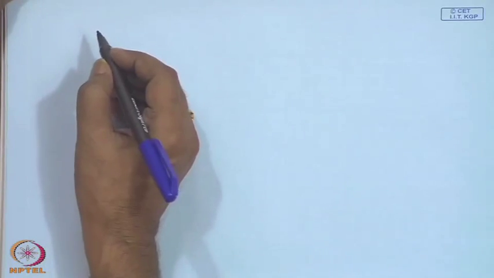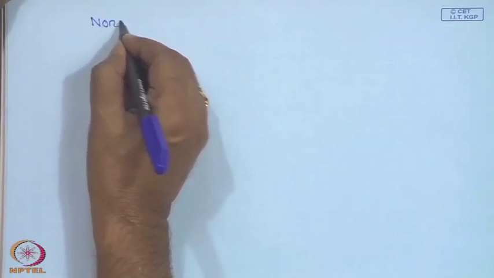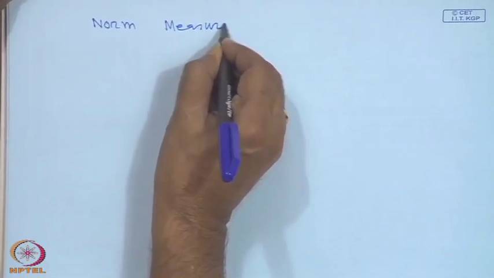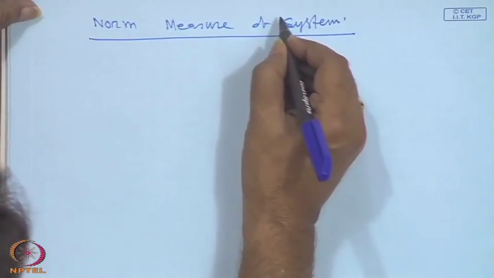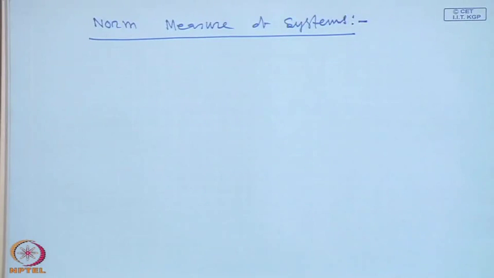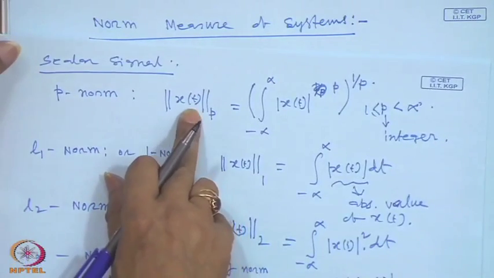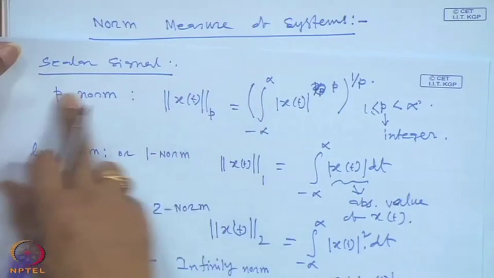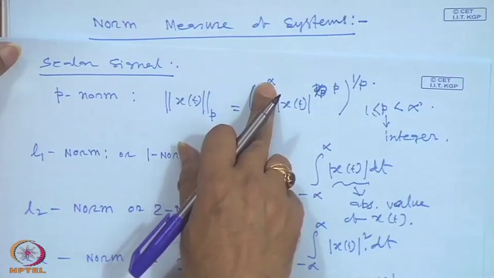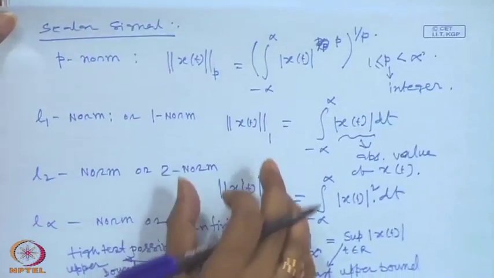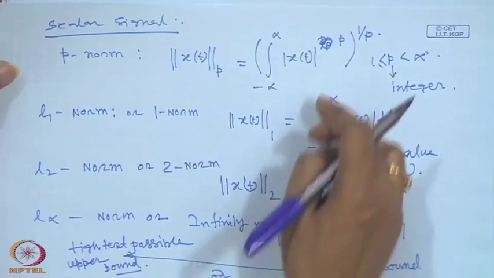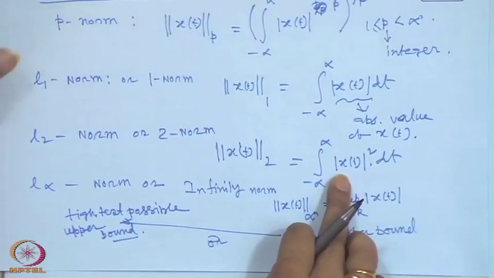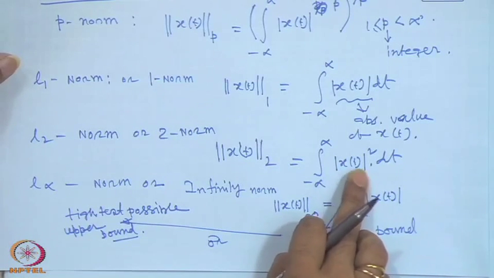So, next is norm measure of systems. So, you see this one, scalar case, when x of t is a scalar, and our p norm of a signal is minus infinity to plus infinity absolute value to the power p of that one. But it is more meaningful when p is equal to 1, this is the absolute value of the signal over the period minus infinity to plus infinity. The meaningful one for the scalar case is this one.